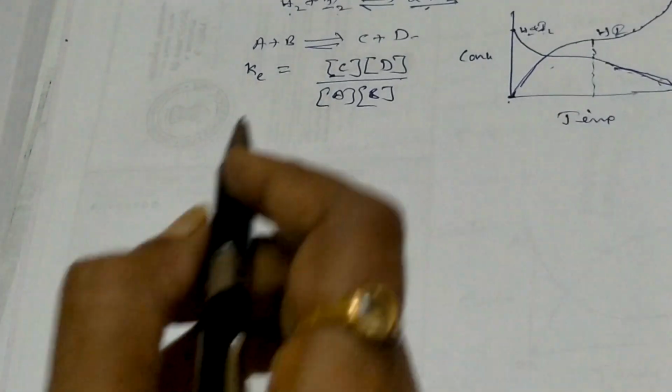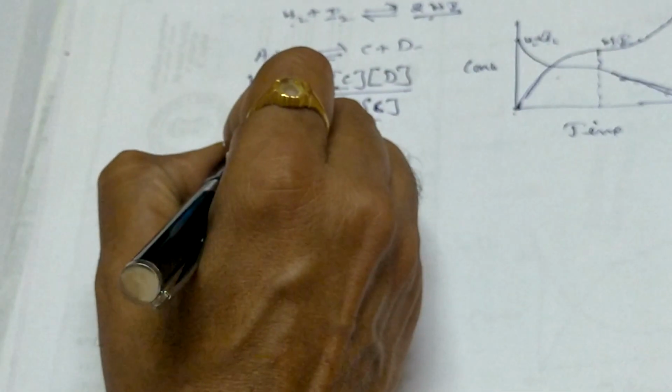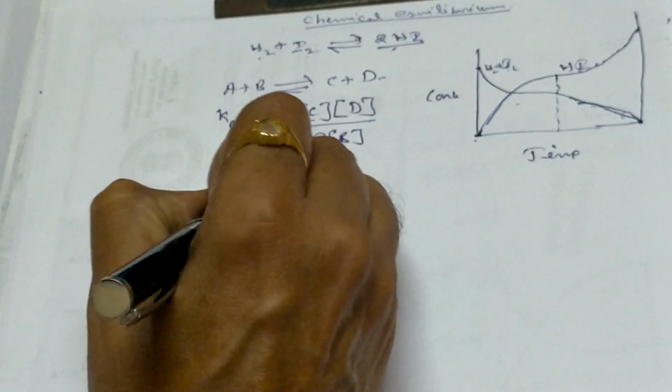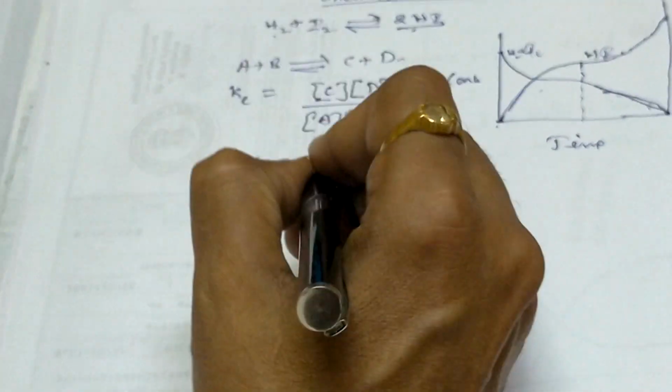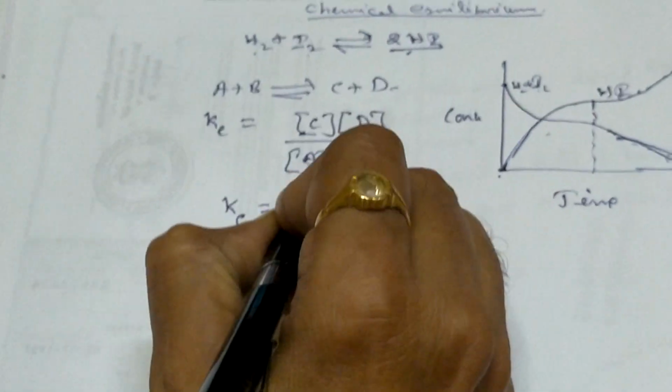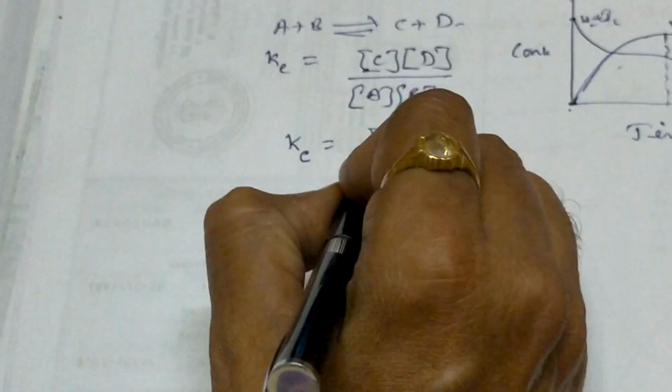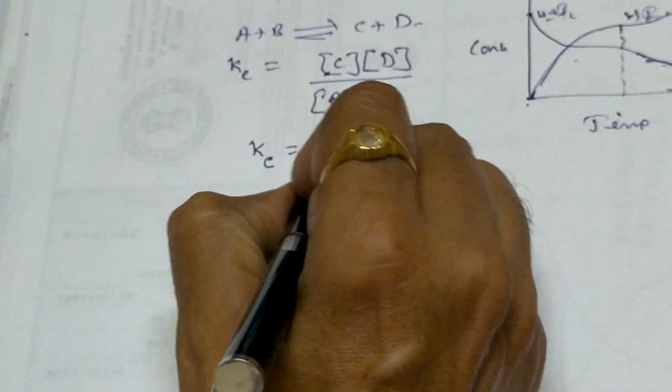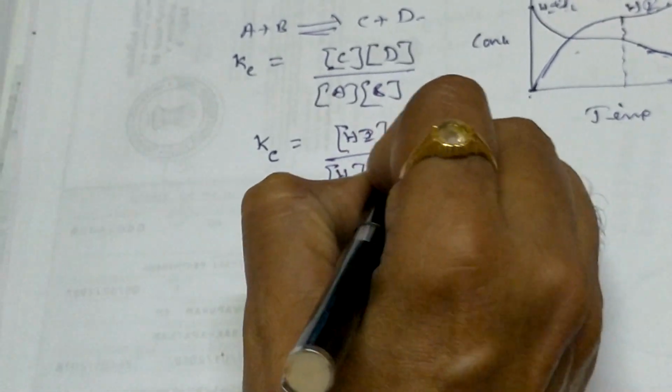Now apply this to hydrogen and iodine and find the Kc, the equilibrium constant for the above reaction. What are we supposed to write? I am writing the concentration of hydrogen iodide, and the hydrogen molecule concentration, and the iodine concentration should be equal to this one.